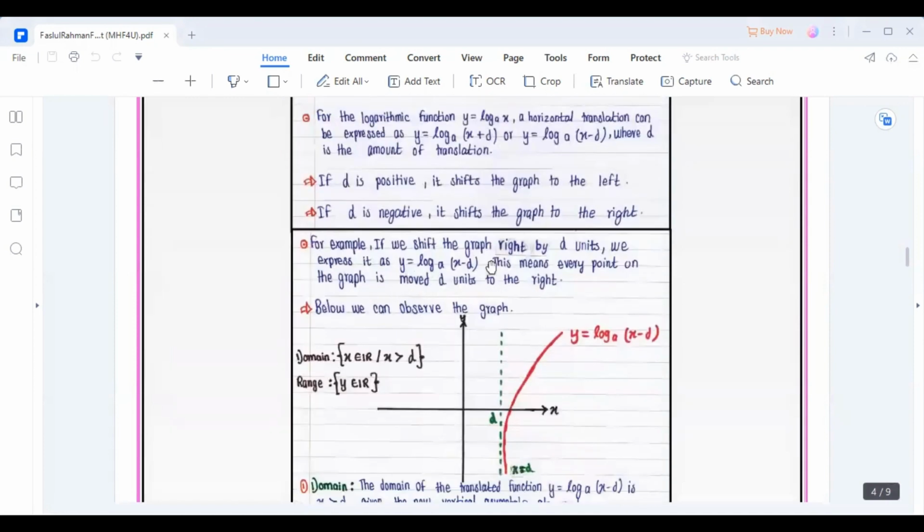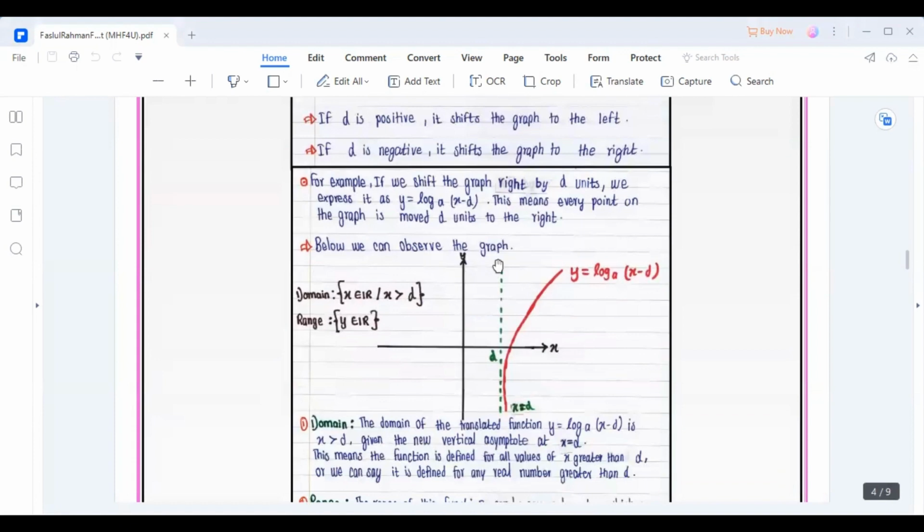For example, if we shift the graph right by d units, we express it as y equal log a within bracket x minus d. This means every point on the graph is moved d units to the right. Below we can observe the graph.